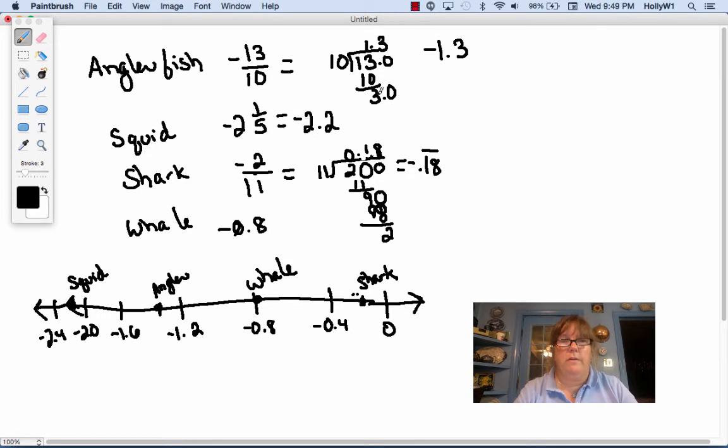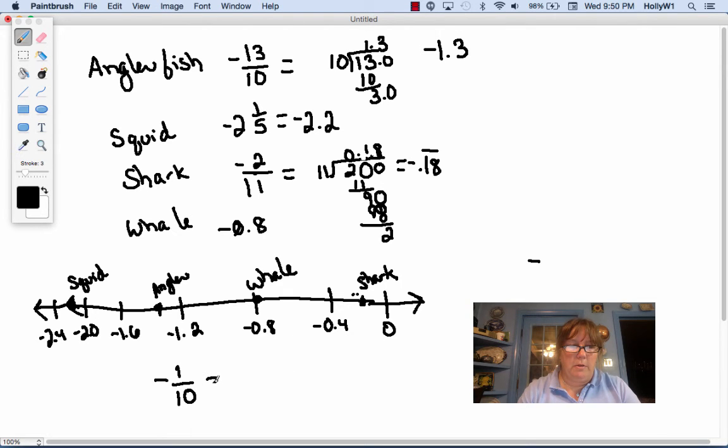So the trick to all of this is to convert all of your fractions into decimals. The question on your own is, the elevation of a dolphin is negative 1/10. So where does 1/10 end up? So I will pause the video, you figure it out, and when I come back, we'll talk about it.